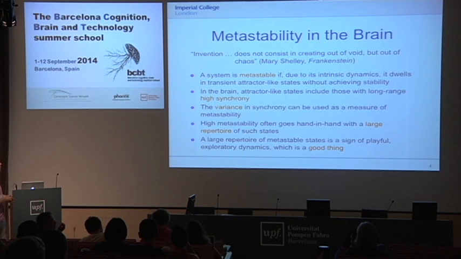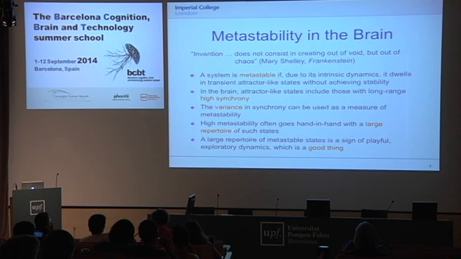Now, in the brain, these attractor-like states include states with long-range high synchrony. And this relates very much, as we'll see in just a second, to the work of Pascal Fries that was alluded to in the questions just now. This is the kind of metastable state that I'm interested in, where we've got long-range synchronization. We can use the variance in synchrony, how much statistical variation there is in the amount of synchrony in regions, as a measure of metastability.